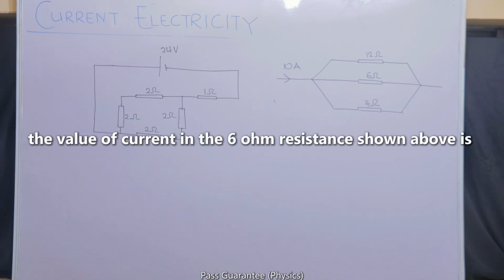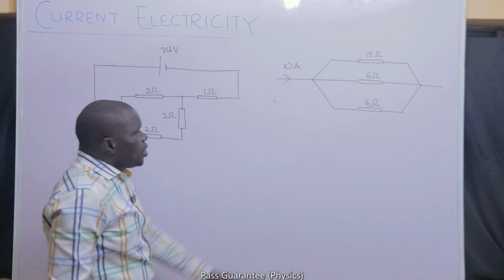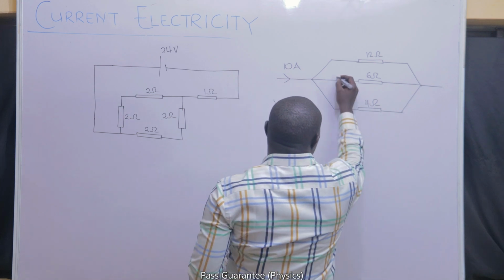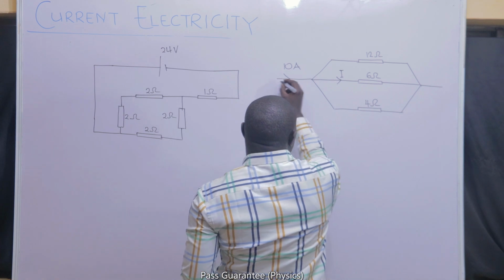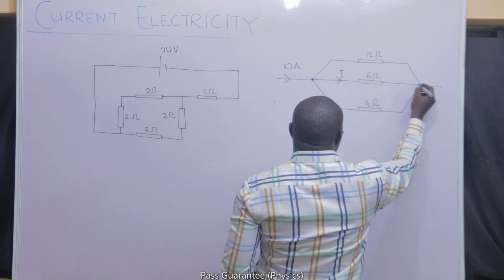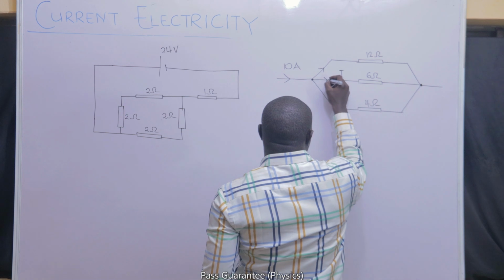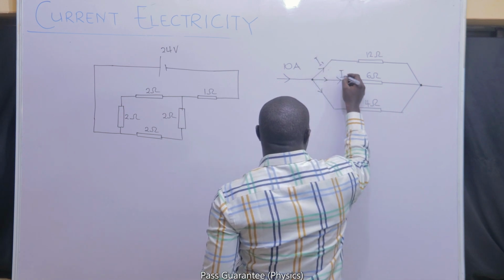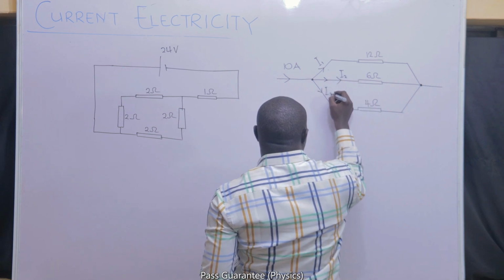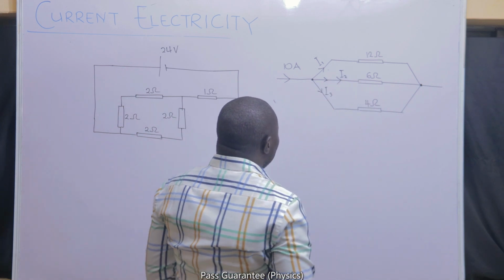We are told here that the current in the 6 ohm resistor shown in the diagram above is to be determined. What is the current in the 6 ohm resistor? Now I want to find the current in this resistor. To find it, I need you to understand that for a parallel connection, when current comes to a junction, it will split itself into 3. If it splits into 3, we'll have I1, I2, I3, because there are 3 branches in that junction.